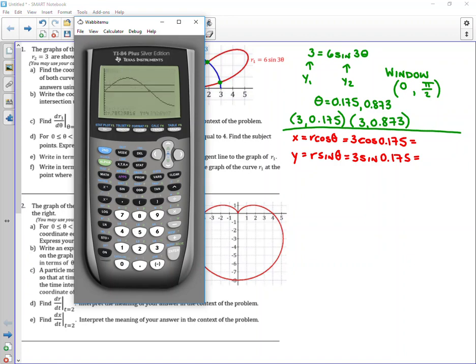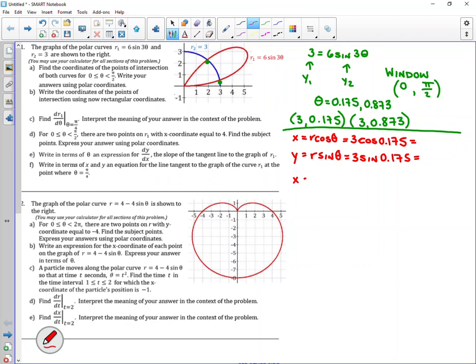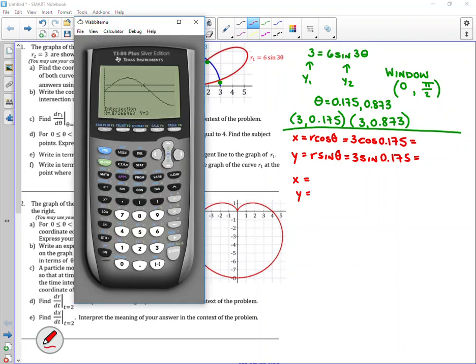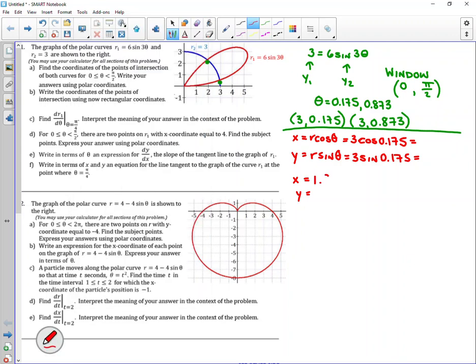5. This is the other one. So I'm going to do the other one first. 3 cosine x, 3 sine x. So 1.928. What's the other one? 2.298.